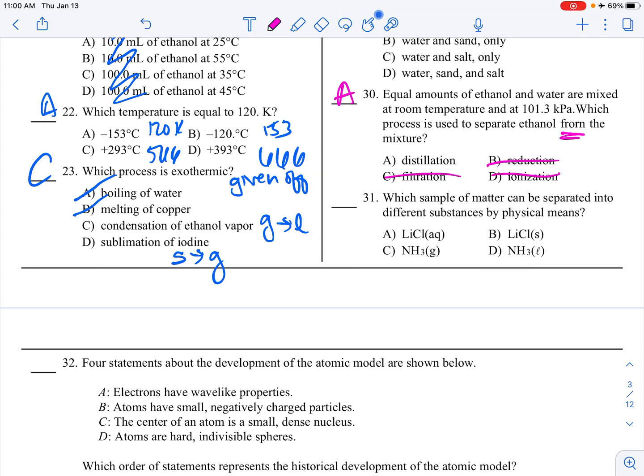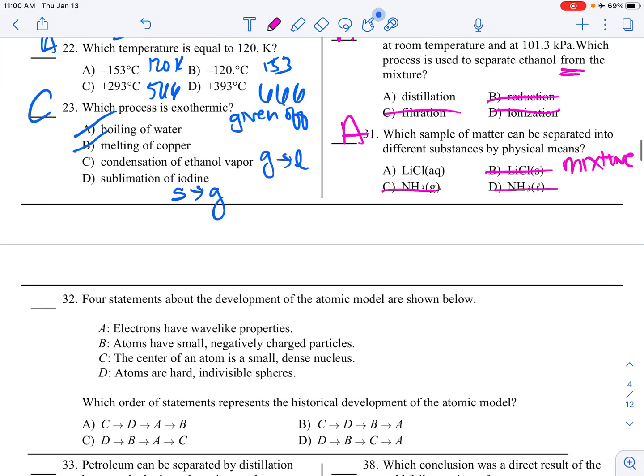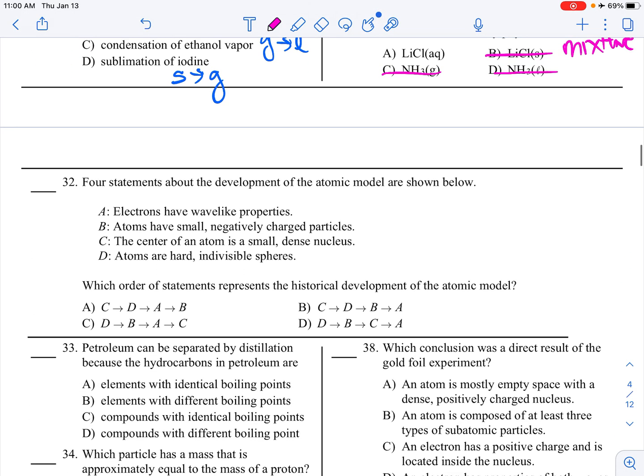Which sample of matter can be separated into different substances by physical means? So that has to be a mixture. So the only thing that isn't a pure substance is A. That is an aqueous LiCl, the lithium chloride salt in H2O.